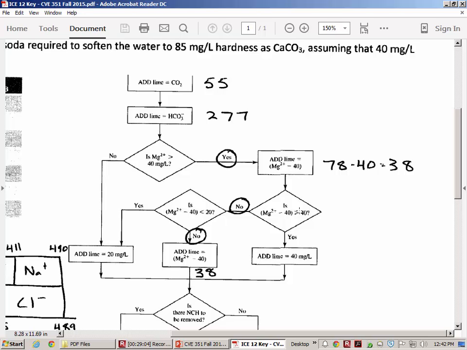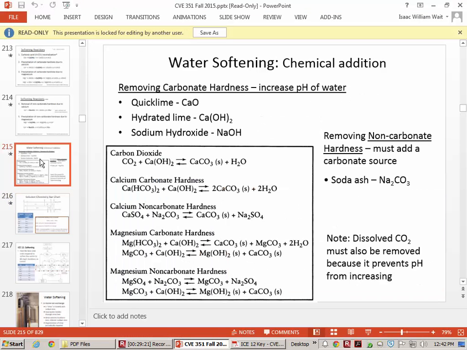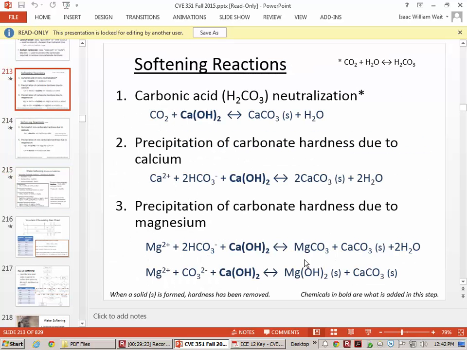And it says add lime equal to magnesium minus 40. Now this is the same amount as we just added. So that could be confusing. You could say, well, does that mean just the original amount is enough? No. What it's getting at is back here to our reactions when we were looking at this one.